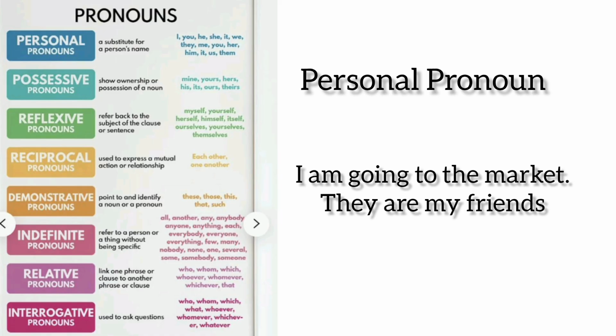First we will learn the personal pronoun. So when we are talking about the persons, then we use the personal pronoun like I am a girl, you are a good boy, he is going to school. So in these sentences we are using the pronouns. We are talking about the persons. So these are what? These are personal pronouns. Now I am going to the market. Here the personal pronoun is I. They are my friends. So here they is the personal pronoun.